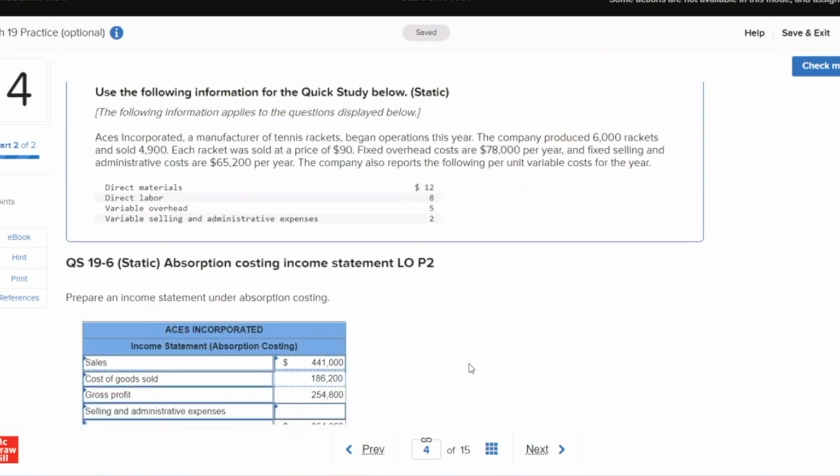Then, of course, selling and administrative is the fixed and the variable. So the variable selling and administrative times 2, and we add it to the fixed selling of 65.2. So 9,800, yes, 75,000.